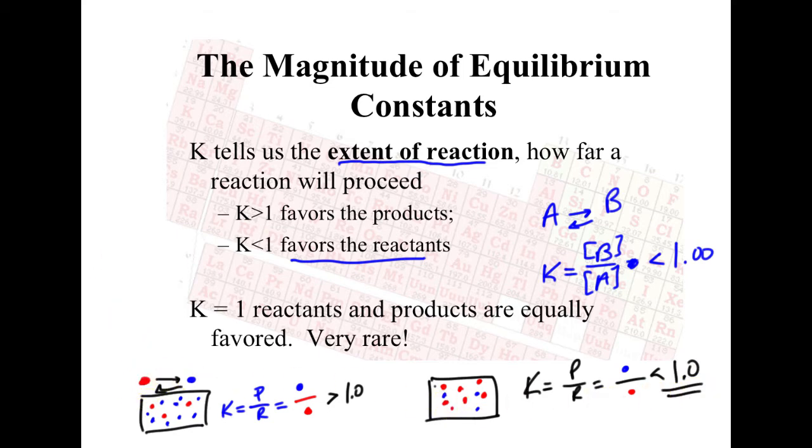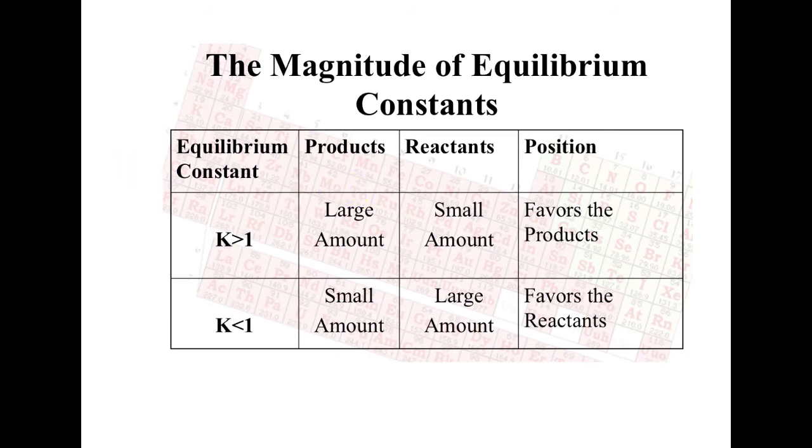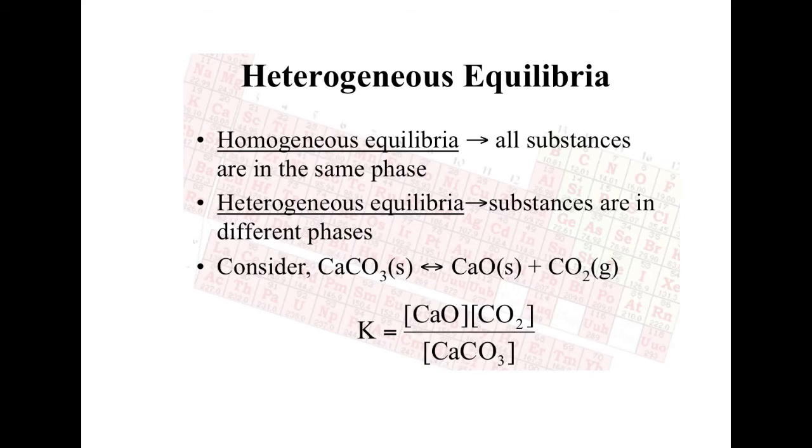All right, so that's an example of what we would call the extent of reaction, the magnitude of K, the value of K. If K is greater than 1, we say that it favors the products; we get more products than we do reactants. In this case we'd say it lies to the right. In the other case we would say that it lies to the left. This is just another terminology that we might use for this type of thing. All right, so that's equilibrium, equilibrium constants, and how we would express them in K.